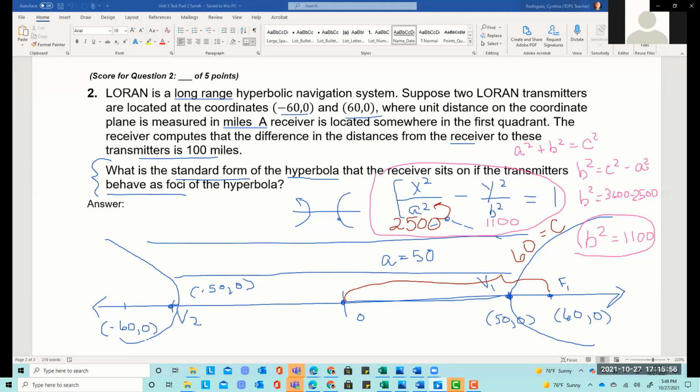So that was x squared over 2,500 minus y squared over 1,100 equals 1, correct? That's right. Thank you. Okay, is that it, or is there anything else I can help you with?